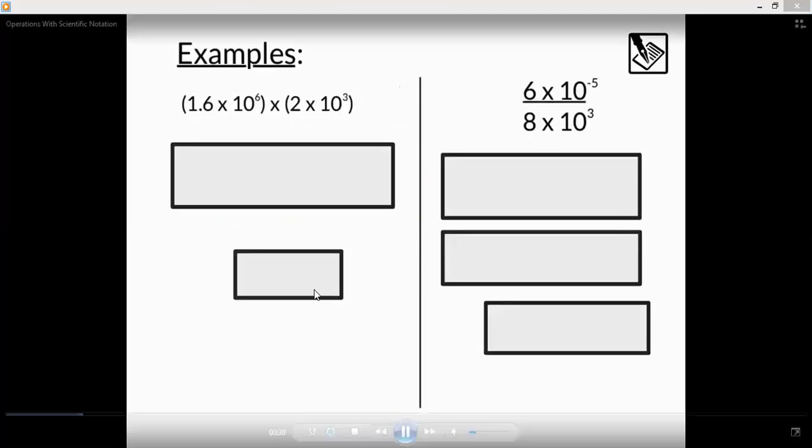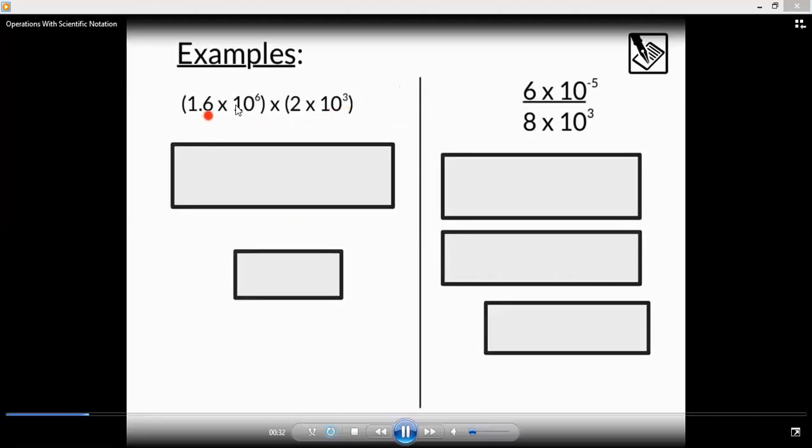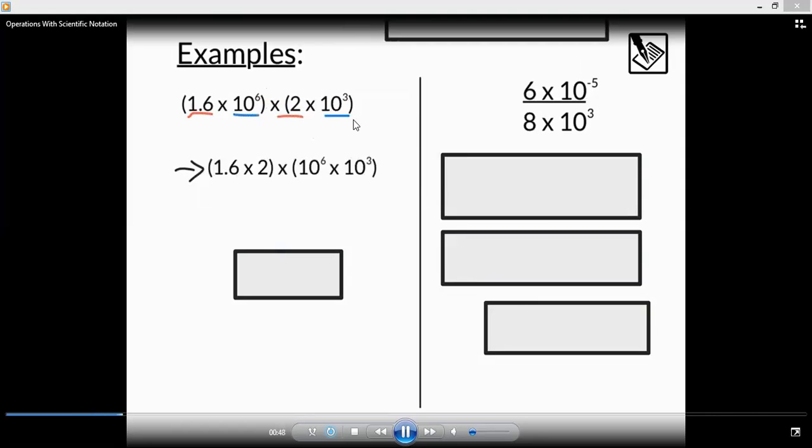Let me give you an example. 1.6 times 10 to the power of 6 times 2 times 10 to the power of 3. So we have two groups. In the first group, I have 1.6. In the second group, I have 2. And this is 10 power 6, and this is 10 power 3. Then I'm going to rearrange that as I told you. We will multiply 1.6 times 2 together, and multiply 10 power 6 times 10 to the power of 3.